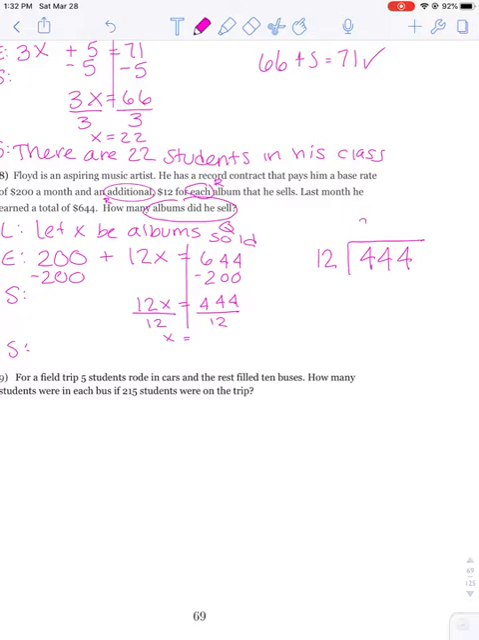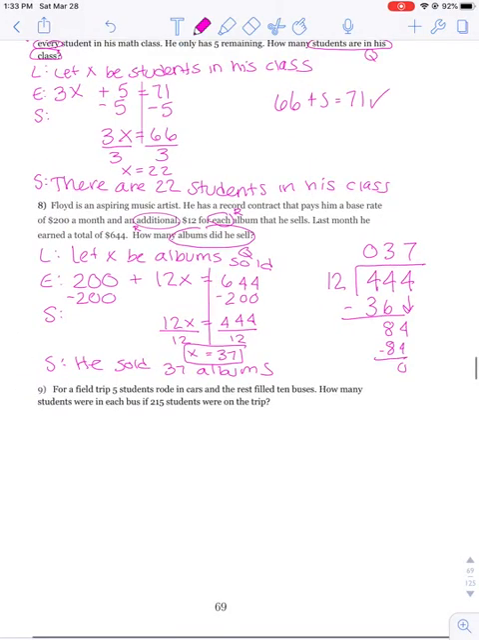So let's see. 12 does not go into 4. It goes into 44 3 times, because that'll get me to 36. That'll be an 8 when I subtract. Bring down the 4. 12 goes into 84 7 times, and that goes in evenly. So x equals 37. So he sold 37 albums.